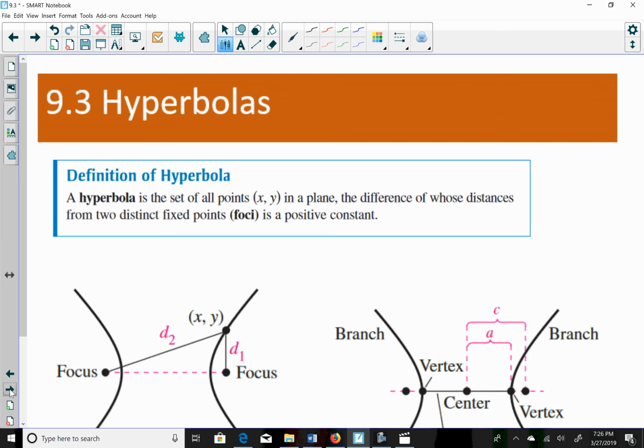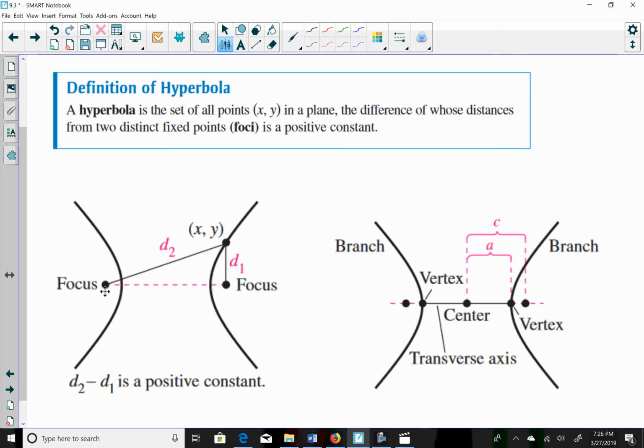First of all, we should define what a hyperbola is. I'm going to start off with these 2 points, which are called the foci. If I take the distance of one point to a focus, if I take this D2 minus this D1, those two differences are always going to be a positive constant. So you're always going to take the larger distance minus the smaller distance, and it's going to be the same number no matter where that point lies.